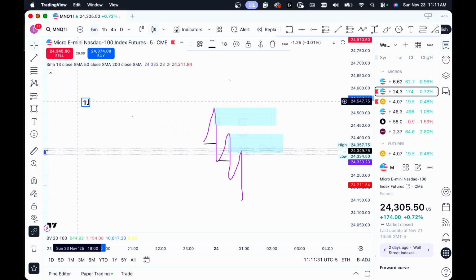Number 1. Find the trend. Number 2. Wait for the break of structure. Number 3. You mark your zone and wait for the tap. Number 4. Take entry.